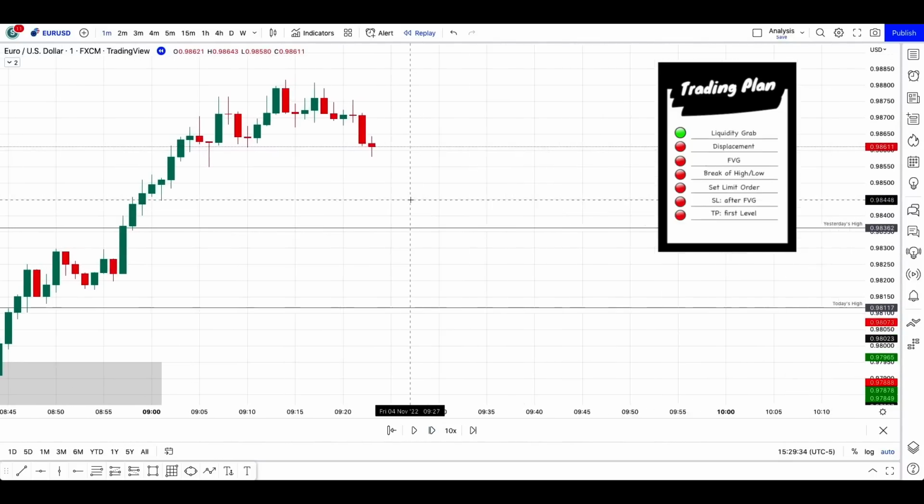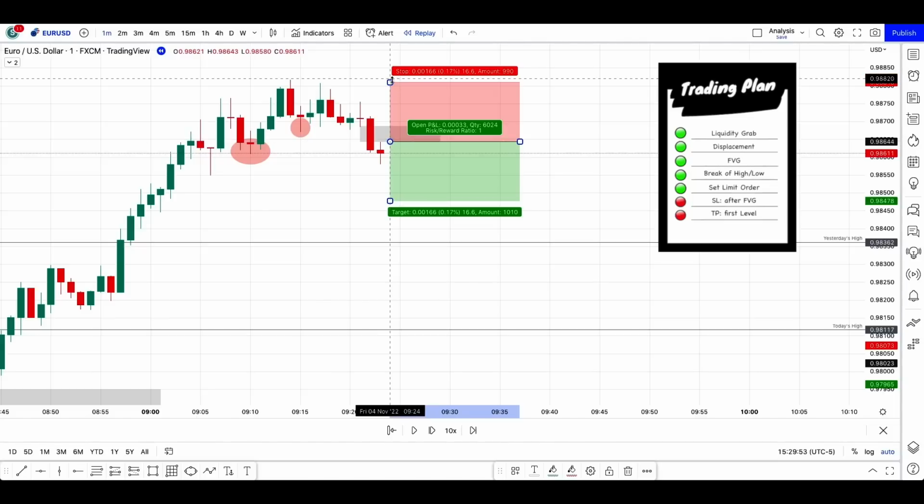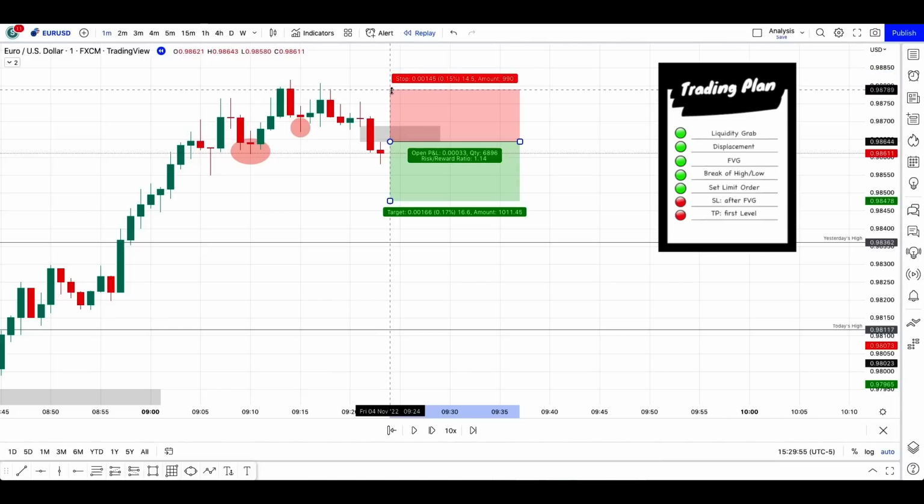Alright, so I think there's something forming here. After taking out this low and also this low, we have this fair value gap right there. So why not take a sell? Anyway, we had a lot of good trades today. Let's just follow because we're working on a methodical method. So let's just take it.